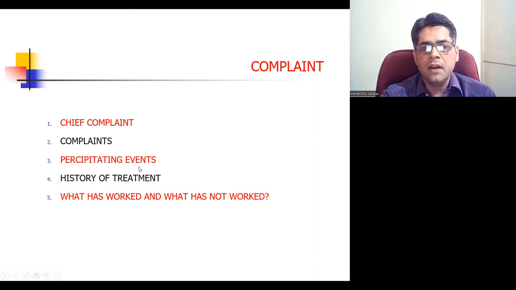If the person has taken treatment over a period of time for that complaint, how has that complaint responded, positively or negatively, to each of the interventions? And what has worked and what has not worked for the person, either in terms of treatment or in terms of lifestyle or anything else he has in mind.